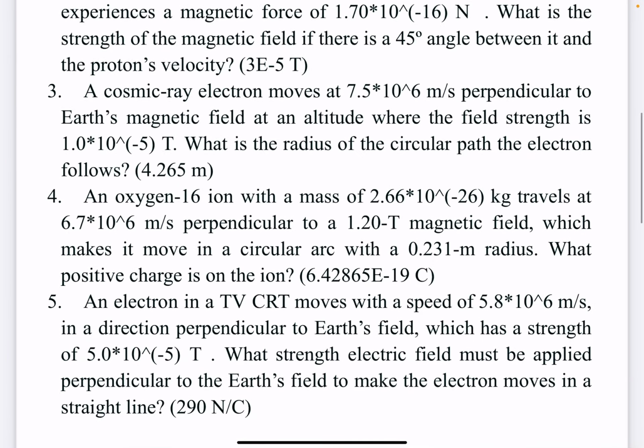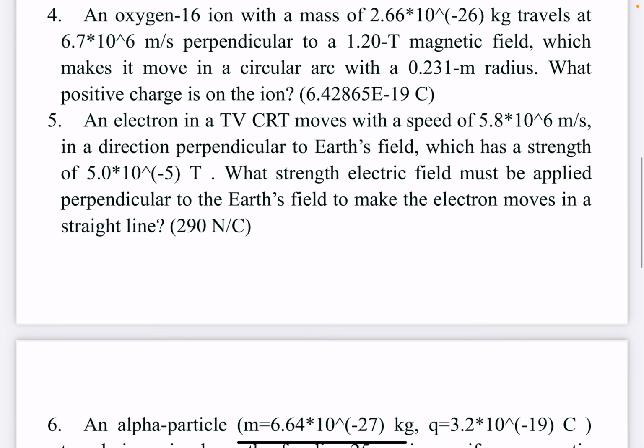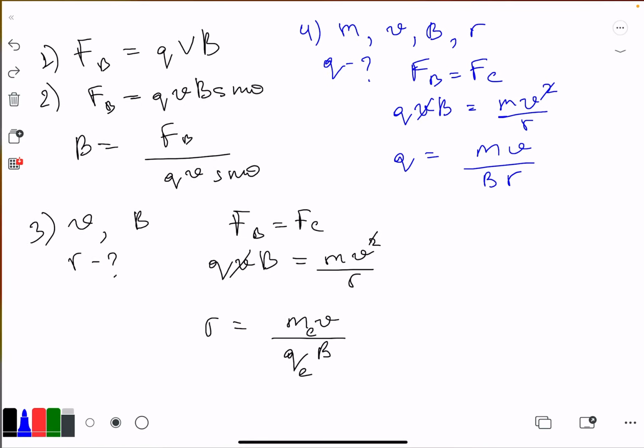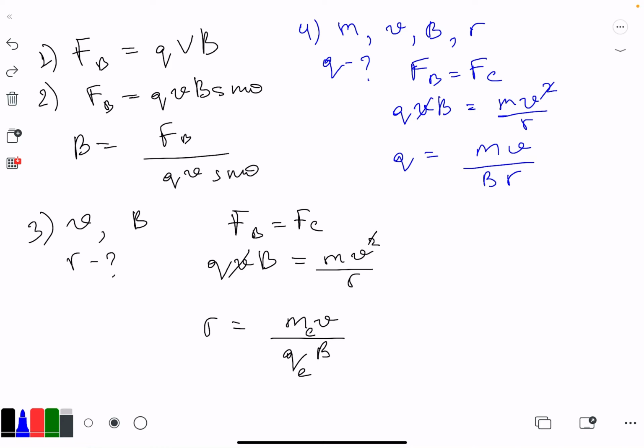Okay, problem number 5. If you read the question, you can see that we have the speed and the magnetic field. What is the strength of the electric field that must be applied perpendicular to the magnetic field to make the electron move in a straight line? So when it has to move in a straight line, the magnetic force and the electric force have to be balanced. They should be equal.